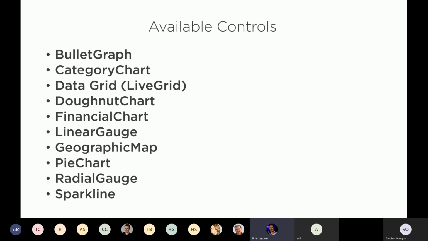We have donut chart, a financial chart, linear gauge. We have a map control, a geographic map, pie chart, radio gauge, and a sparkline component. So as you can see, we are not focusing our efforts on those little buttons and check boxes and all these little editors. No, we're focused on the hardcore, very difficult data visualization and grids because we want to provide the enormous amount of value that we can with our initial release. Okay, we'll get to all that little stuff later.